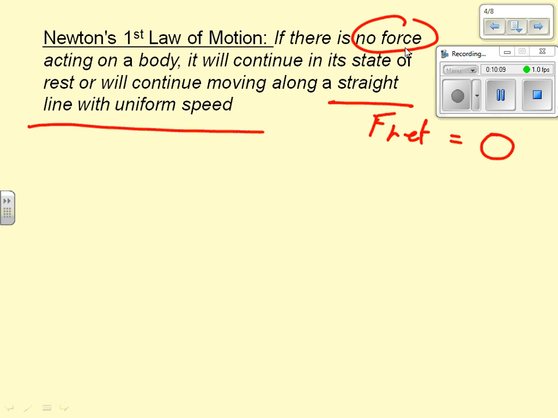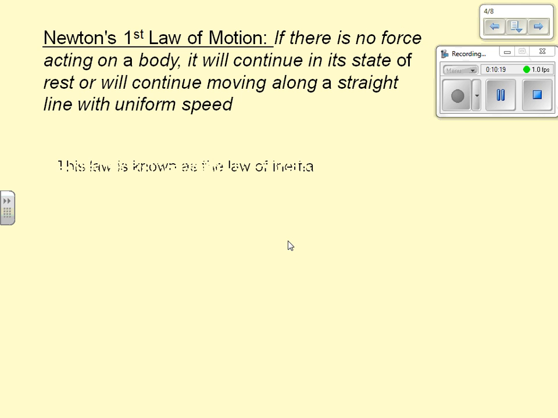Okay? If there's no force, if the net force is 0, it will continue in its state of rest or will continue moving along a straight line with uniform speed, the same speed. Good. This is known as the law of inertia, the law of teenagers.